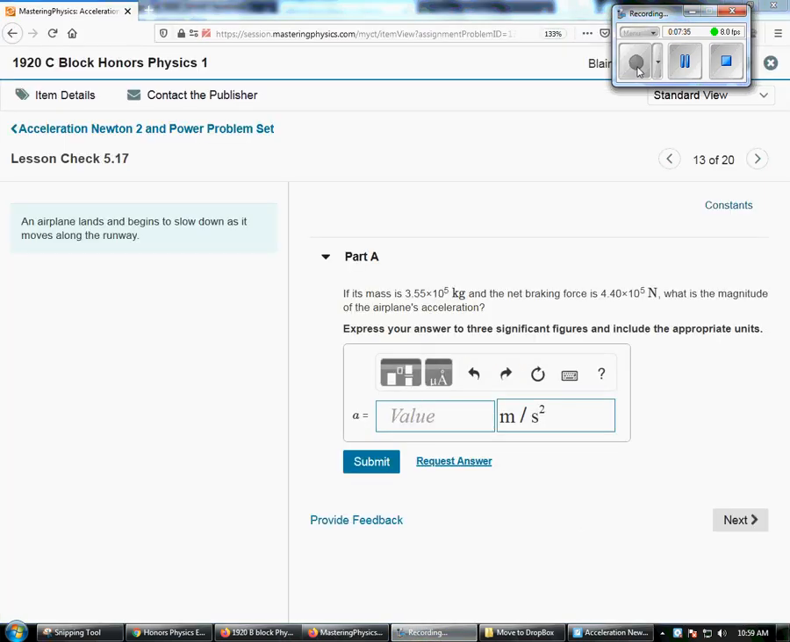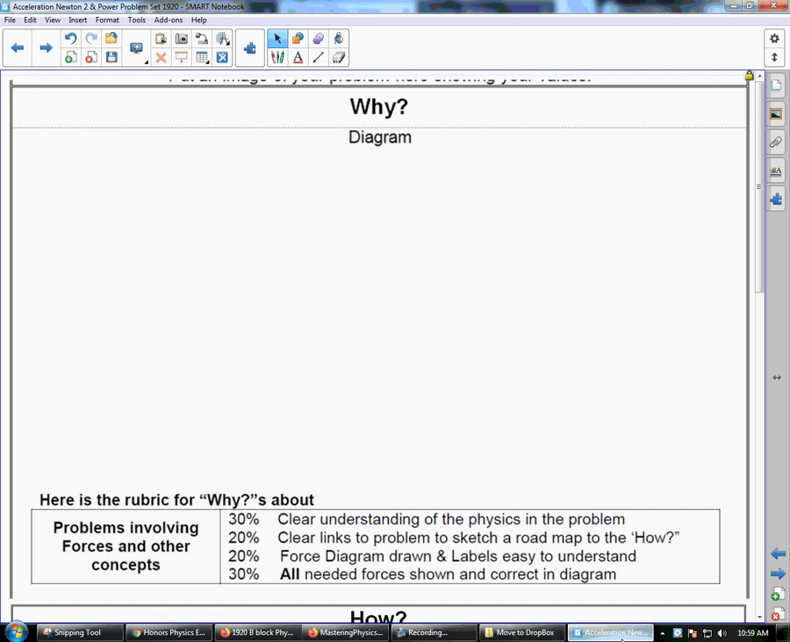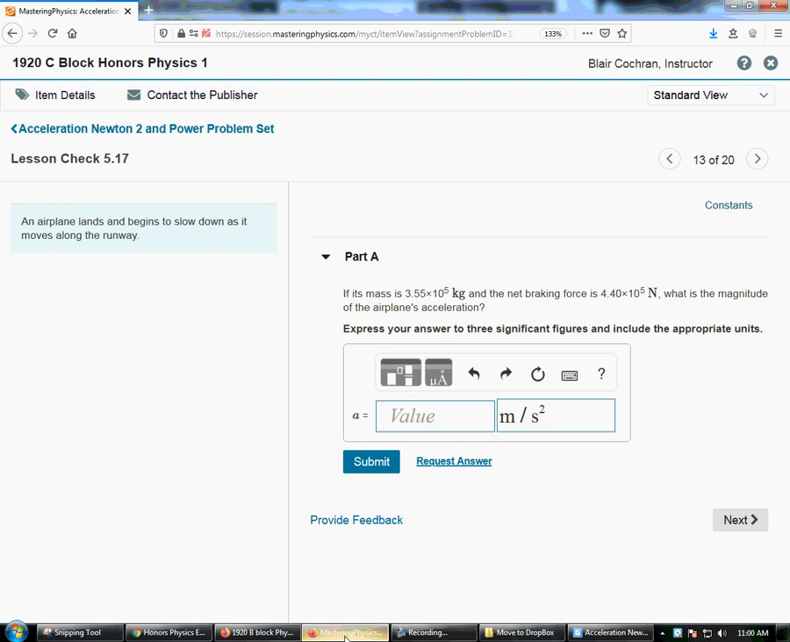All right, so we're doing number 13 next, and 13, we look at the Y, is forces, involving forces and other concepts. So we're going to need a force diagram in here, but we're also going to need some words. All right, so we have an airplane landing and begins to slow down as it moves along the runway. And they want to know what's the acceleration.